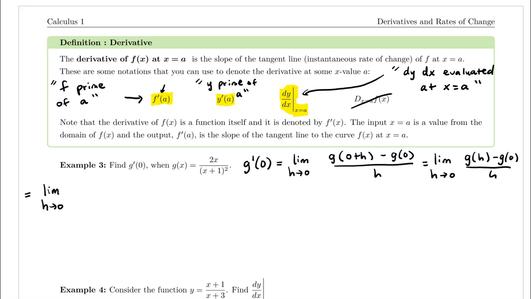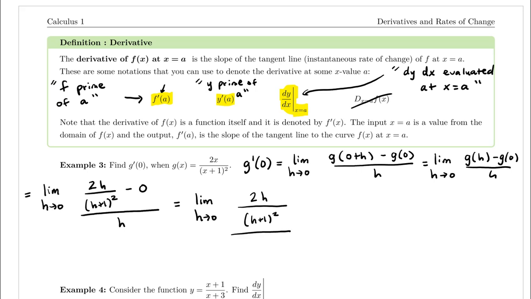All right, g of h, so that's going to be 2h over h plus 1 quantity squared minus, now I want to plug in 0 into my g function. So 2 times 0 in the numerator, and the denominator will be 1. So that's going to simplify to 0. And then I have my denominator of h. So when I subtract 0, that's just going to disappear. And I will have 2h over h plus 1 quantity squared all over h.